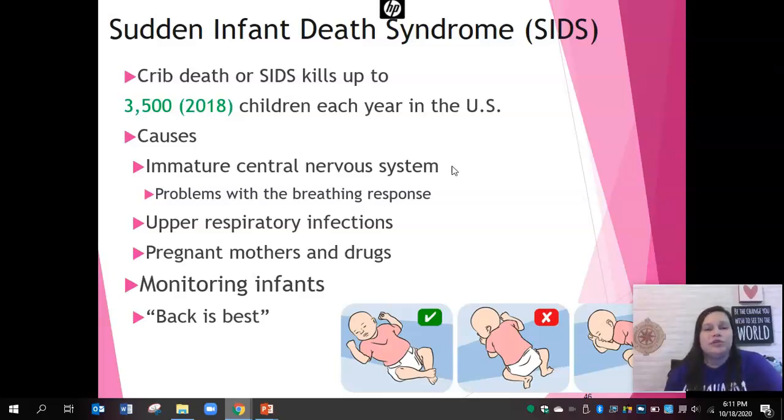It does seem to happen a little bit more in kids who are sick, who have an upper respiratory infection, or whose mothers did drugs while they were pregnant, which can affect their system as well. The main thing to combat it is monitoring babies and really making sure that they sleep on their back, so that when they're on their back, there's nothing obstructing their airway.